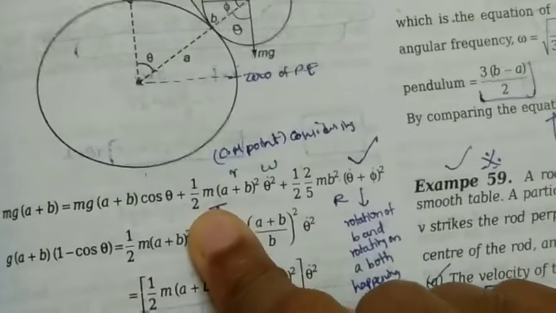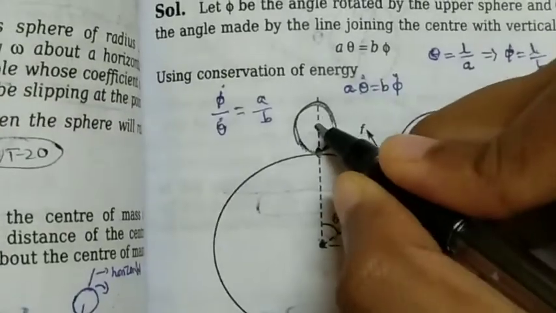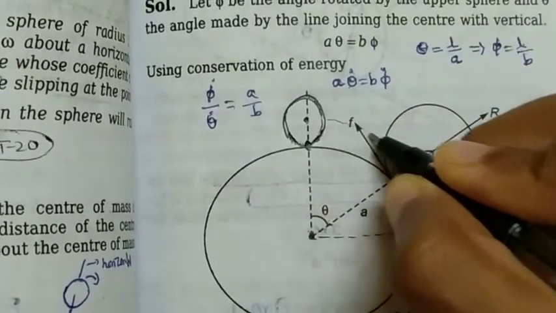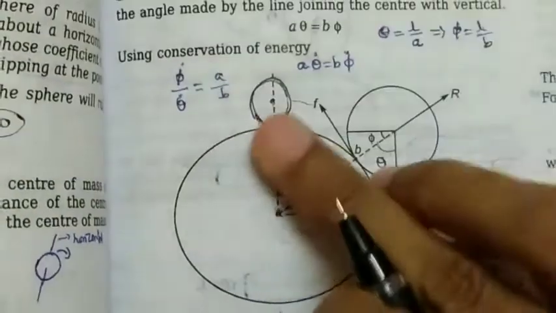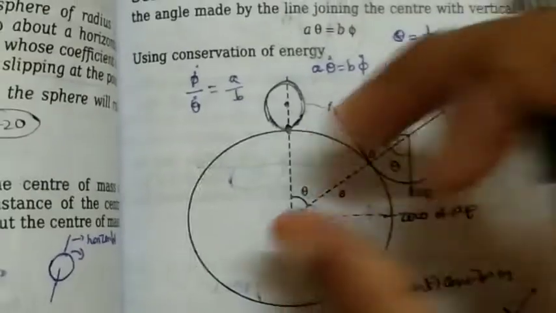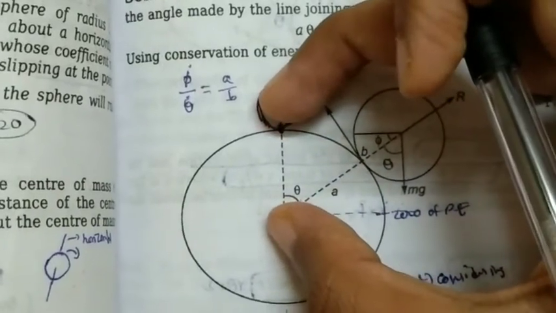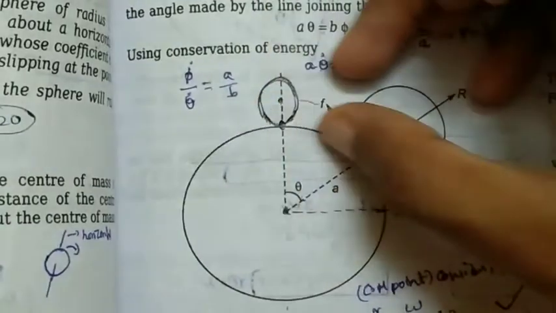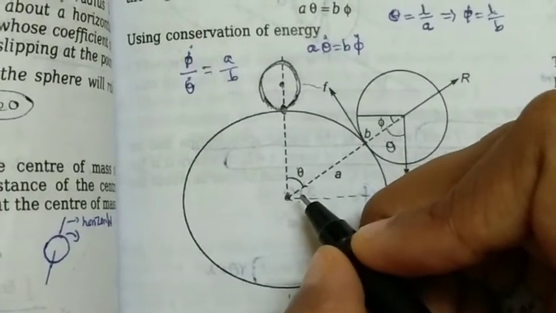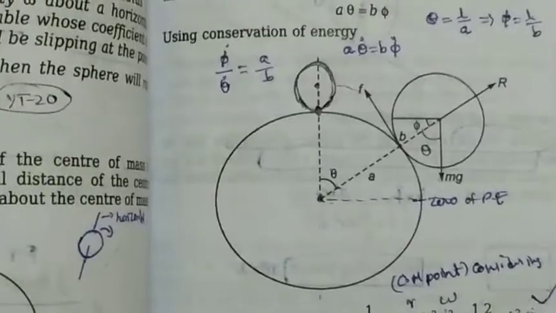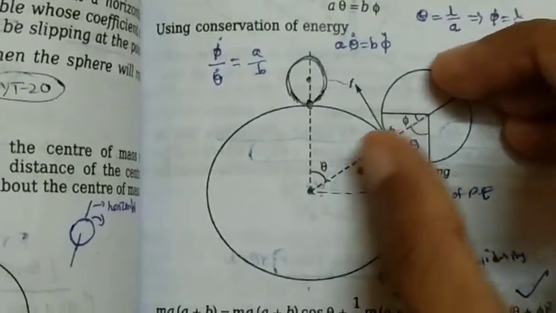And next is half m v square. V is nothing but r omega. So here if we see, this is the point. This point is moving like this. It is just getting translated like this. It seems like this point is moving in circular motion with respect to this point. Hence, v is nothing but r omega. R is nothing but radius, radius is nothing but a plus b. And omega is nothing but theta dot. So how much angle is it getting displaced in a given time, that is d theta by dt. That is nothing but angular velocity, that is theta dot.